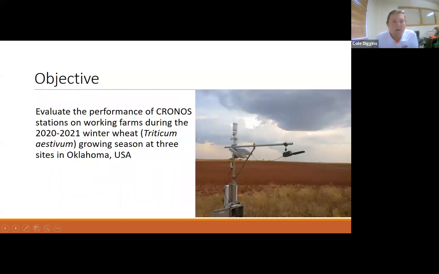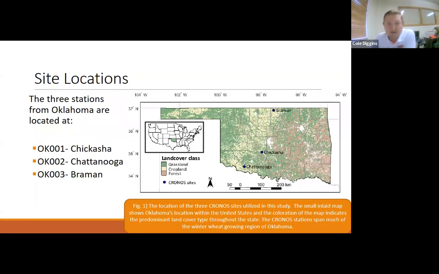So the objective of this particular study was to evaluate the performance of CRONOS stations on working farms during the 2020-2021 winter wheat growing season at three sites in Oklahoma, USA. The three sites that we conducted our study on were at Chickasha, Chattanooga, and Bremen, Oklahoma, across the state, right in the middle of where we would have good wheat production.